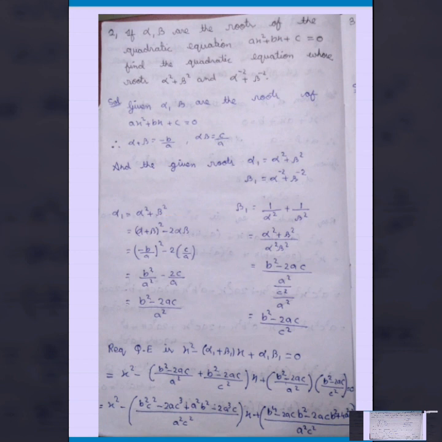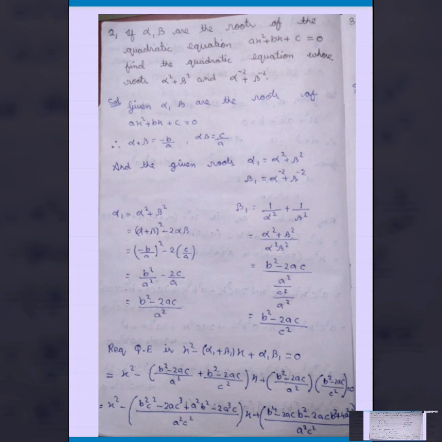So substitute the formula, we get alpha 1 equal to (alpha plus beta) whole square minus 2 alpha beta. So what is alpha plus beta? Minus b by a. So substitute that. And what is alpha beta? C by a. So we get (minus b by a) whole square minus 2 into c by a, that is b square by a square minus 2c by a. So what is LCM? A square. So we get (b square minus 2ac) by a square.